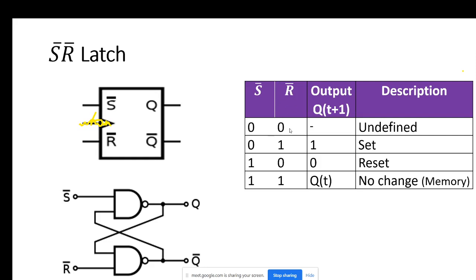And earlier 0 0 was remembering, now 0 0 is undefined state, right? Earlier 1 1 is the undefined state, now 1 1 is the remembering state. So it's exactly the mirror image of the SR latch, called the S bar, R bar latch. There you use two NAND gates rather than two NOR gates. Okay, so that is how the S bar, R bar latch works. So it's very easy to remember the truth table, and also it's very easy, you know, that just change your NOR gates to NAND gates.